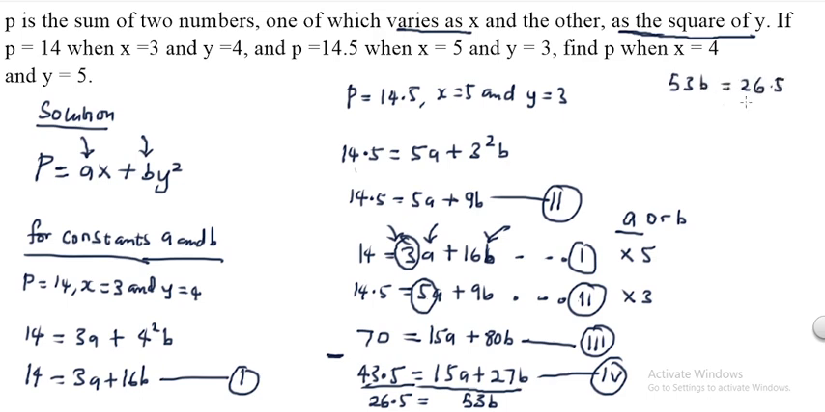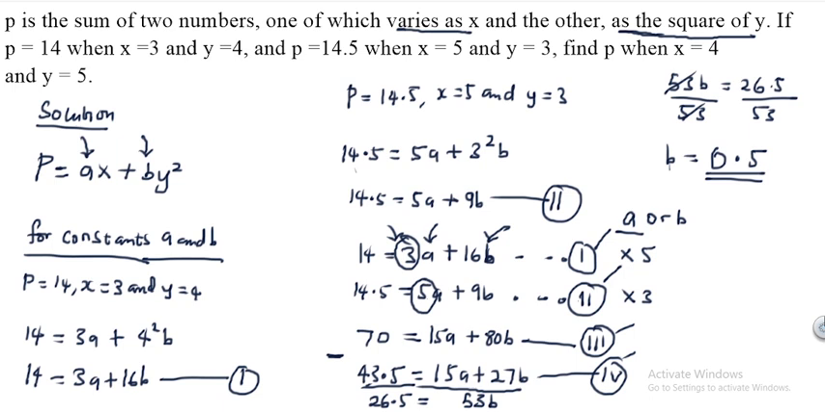26.5. If I divide both sides by 53, this cancels out this, and 26.5 divided by 53 gives my b value equal to 0.5. From here, I can pick any of the equations to get my value of a. I can pick equation 1, 2, 3 or 4. I'll go with equation 2.